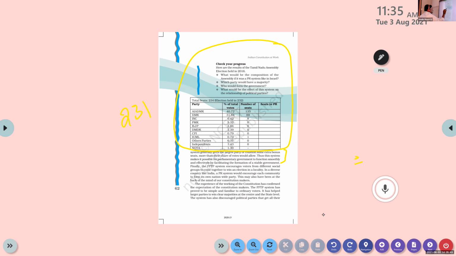So one party got 40.77%. So 2 by 100. So 23%. Okay. 23% means how many seats will be there? How many seats will be there?